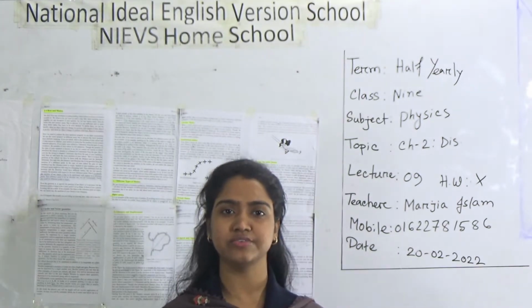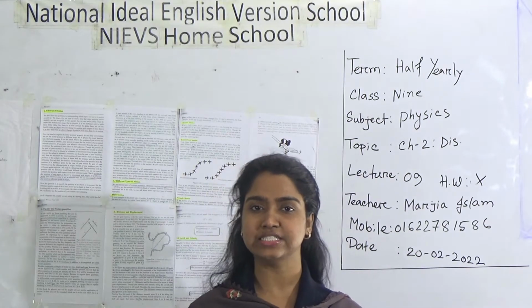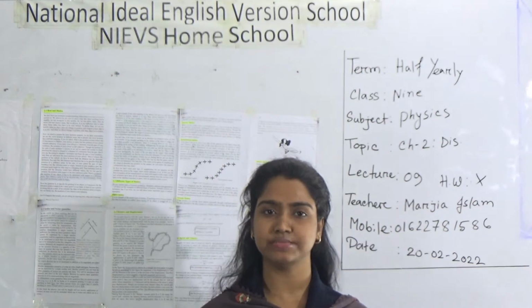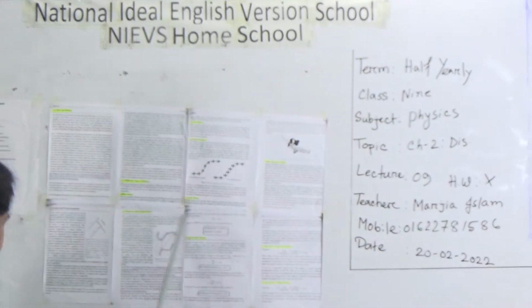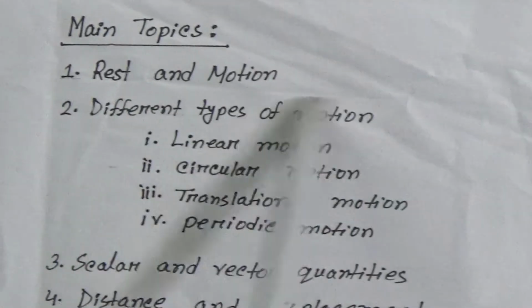Now I am going to take a physics class for class 9, our lecture number 9, and our today's topic is chapter 2 discussion. Now start our class. This is our new chapter, our chapter 2. Chapter name is motion. Main topics of this chapter here. The main topic number 1, rest and motion.